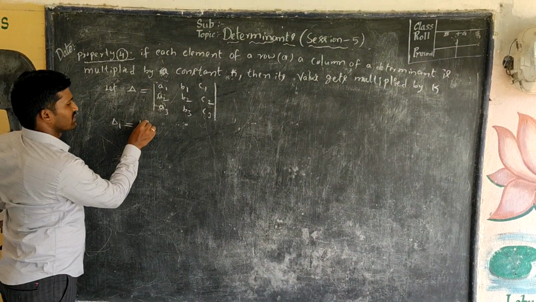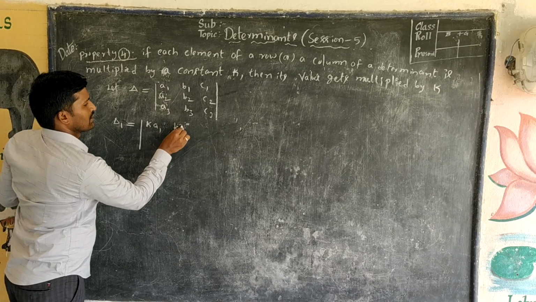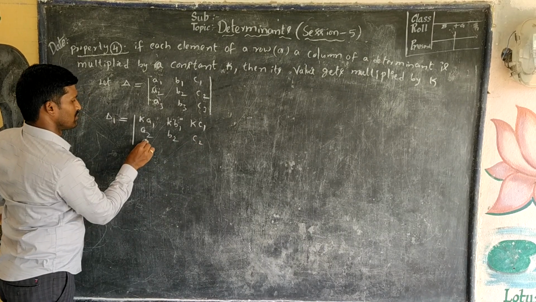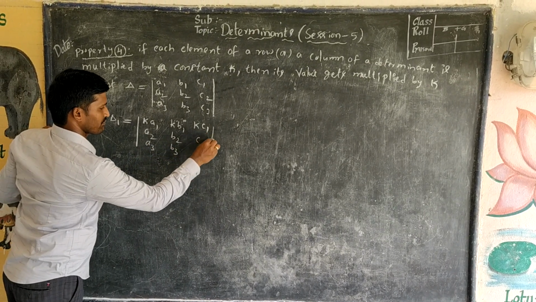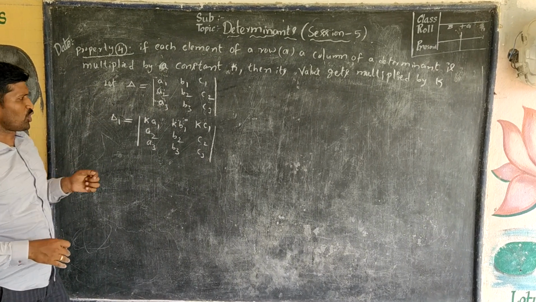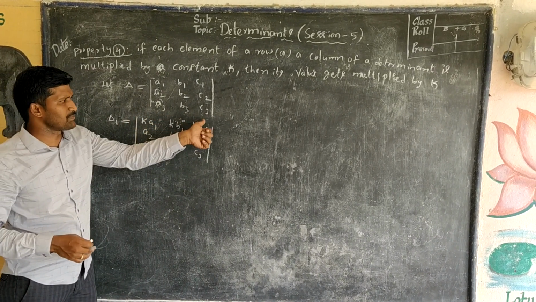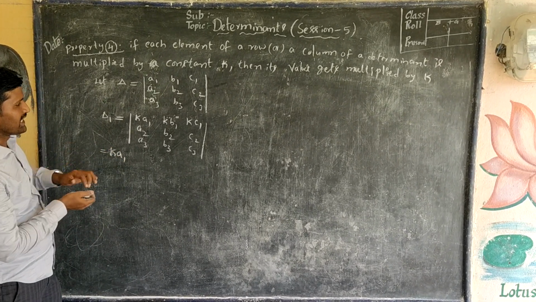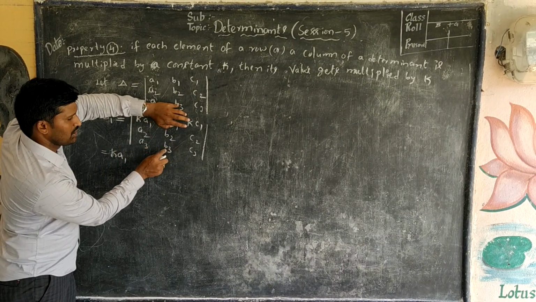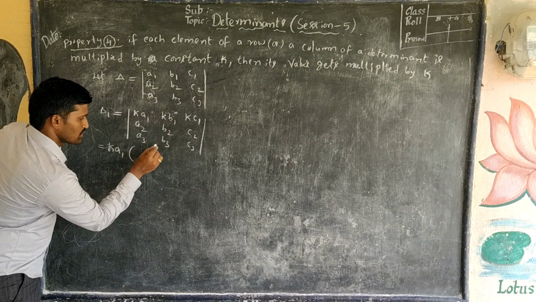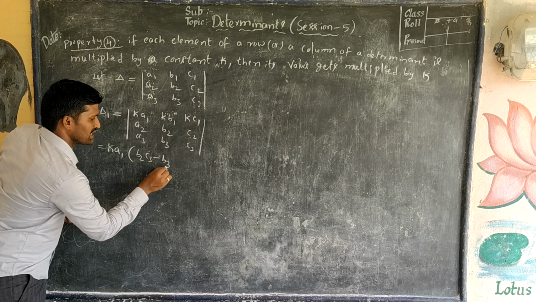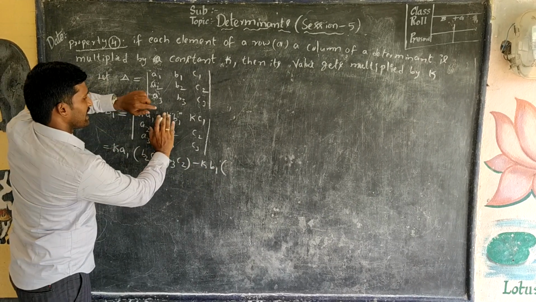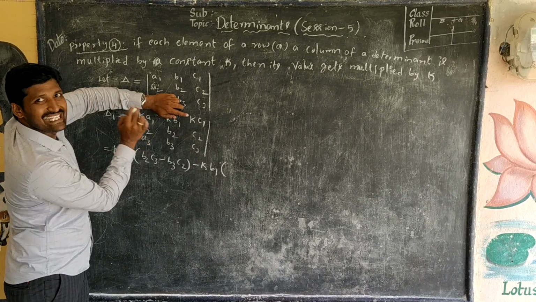Now I am multiplying row 1 by the constant k: kA1, kB1, kC1, with the remaining 2 rows as they are: A2, B2, C2, A3, B3, C3. Now I am expanding along row 1. For row 1 we know the signs are plus, minus, plus. Now how to expand this? kA1 into, by deleting its row and column, the remaining elements B2, C2, B3, C3. For these 4 elements: B2 C3 minus B3 C2. Then the sign is minus: kB1 into, by deleting its row and column, the remaining A2, C2, A3, C3.